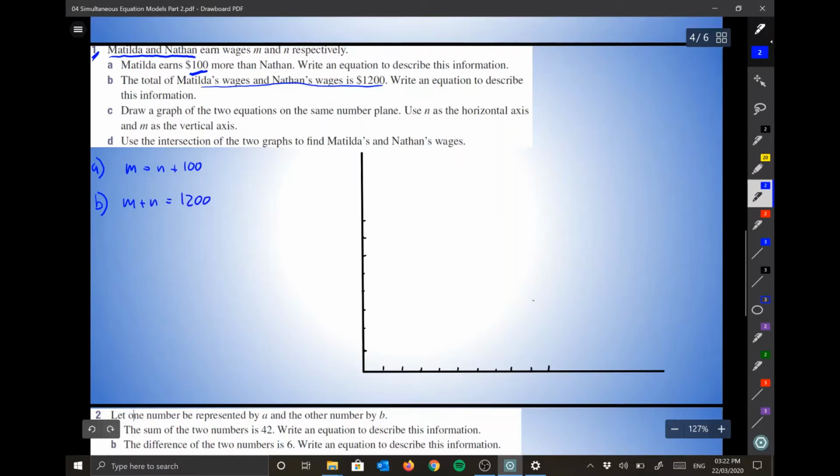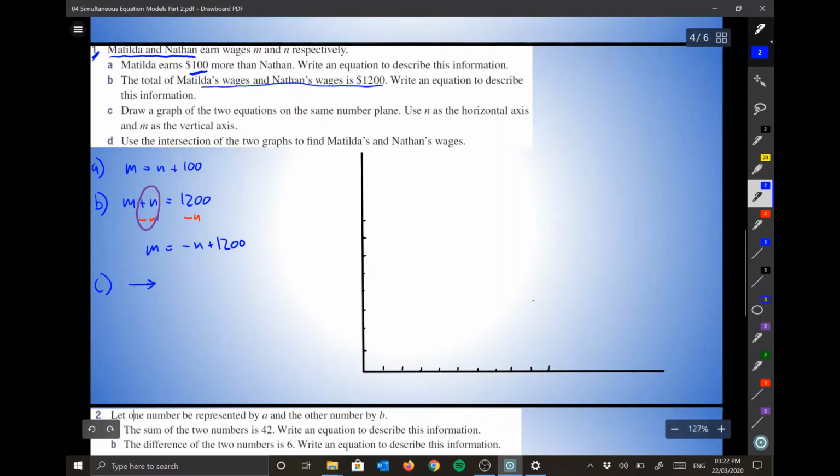Because we have our first equation in the form m equals n plus something, we're going to change this second equation into that same form by subtracting n from both sides. This means that the plus n and the minus n cancel out and it just becomes 0. So we're left with m equals minus n plus 1200.